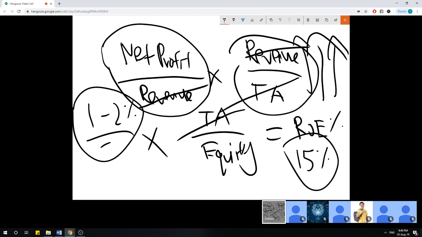So each business has its own unit. You have to think in the business context. Because I can see some of you always focus on this one, but sometimes the business does not necessarily focus on this one. Some businesses really focus on this one.